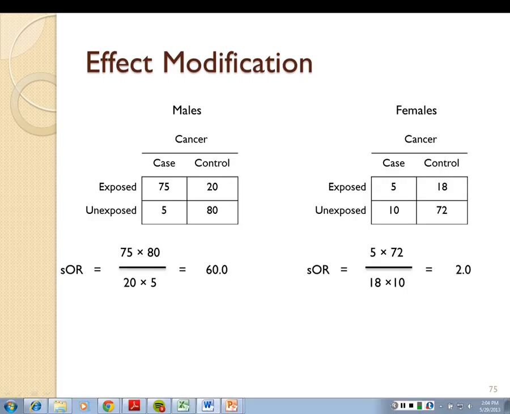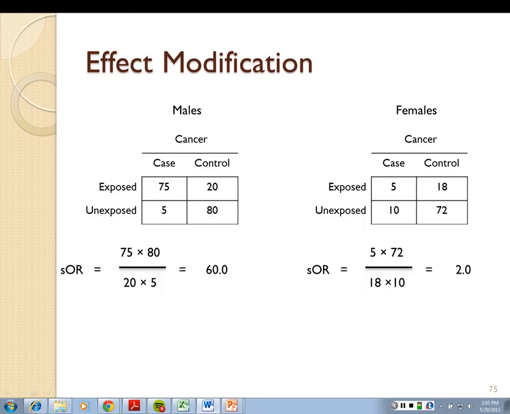Once we've calculated the crude odds ratio, then we need to stratify based on our possible effect modifier. In this example, we're stratifying by gender. We find that in men, there is an odds ratio of 60. However, in women, there's an odds ratio of 2. This indicates that there's a much greater risk of cancer due to exposure to chemical X in men than there is in women. Now, we should stop here and report the data as such.